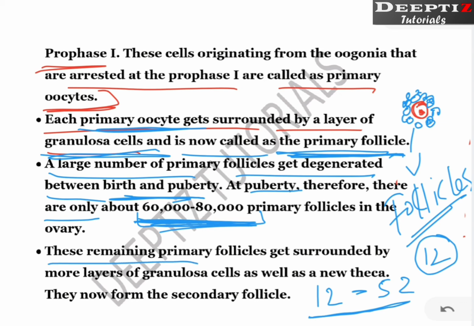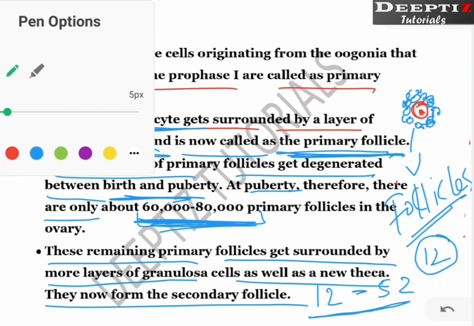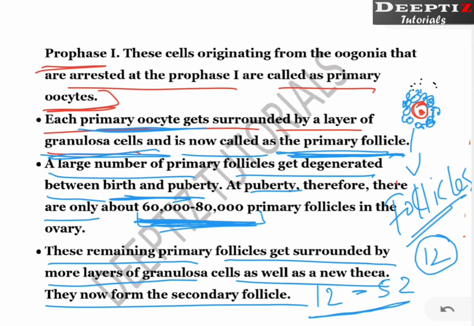Now these remaining primary follicles get surrounded by more layers of granulosa cells as well as new theca. They form a secondary follicle. Now what happens? As I told you, there was an egg cell, surrounded by this egg cell there were these follicular cells, right? Or else we say granulosa cells. Now surrounding this granulosa cell, a new layer develops. So when granulosa cells were added in the beginning, we called it a primary follicle. Now surrounding this entire structure, a new layer develops, we call it theca. So we call it a secondary follicle.